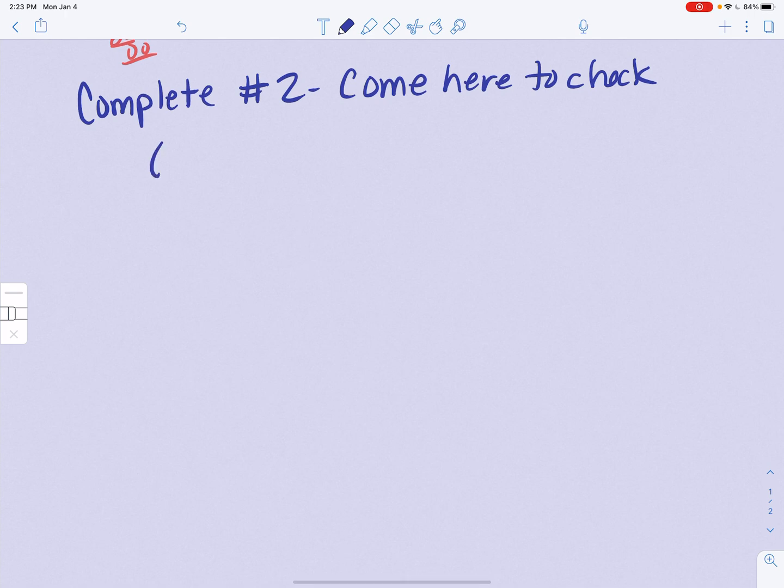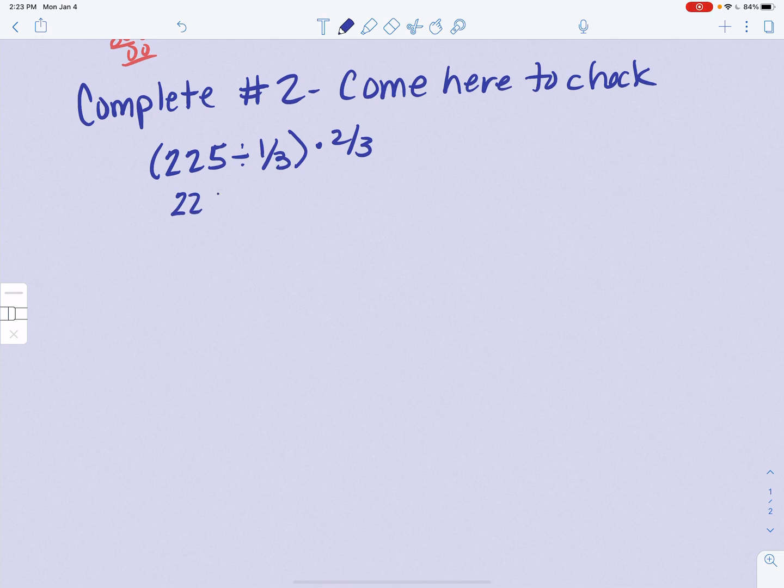So this next problem is 225 divided by 1/3 times 2/3. So this one's a little bit different. I still have to deal with what's in the parentheses, but when I'm dividing by a fraction, that means I have to flip. 225 multiply by 3 over 1. Have I done anything with the 2/3? Nope, because it's not inside my parentheses. I just bring it down.